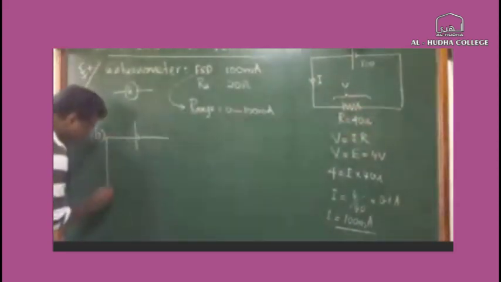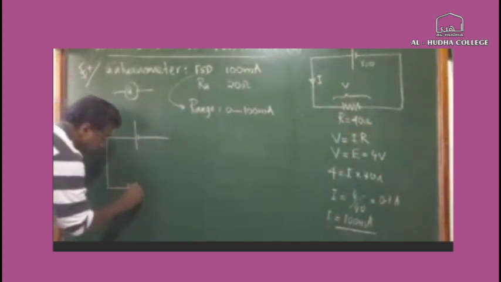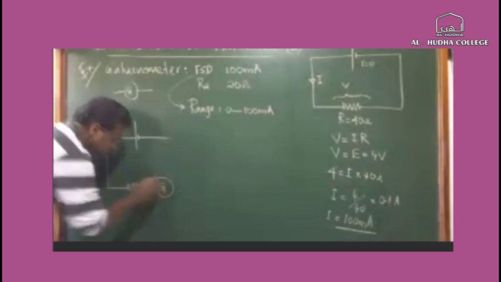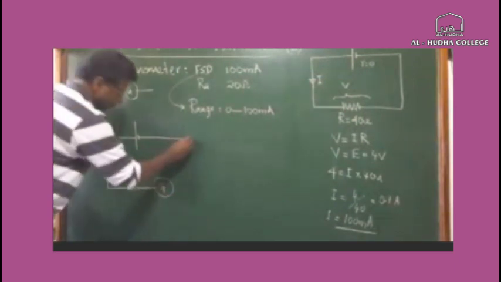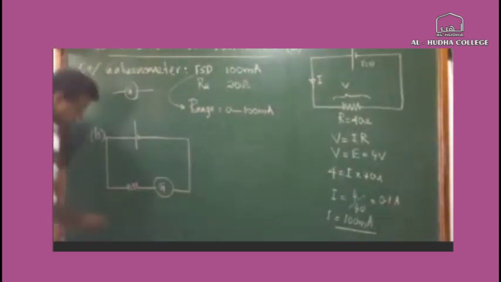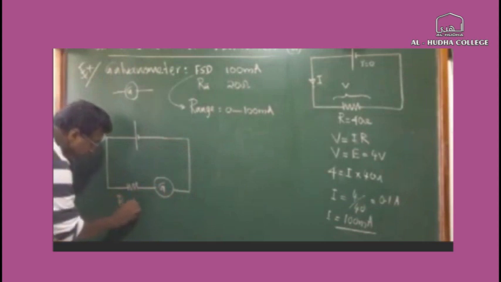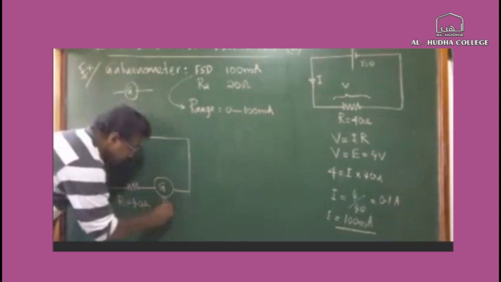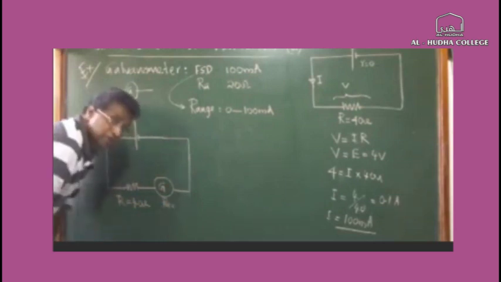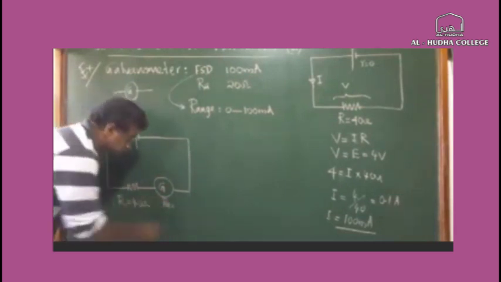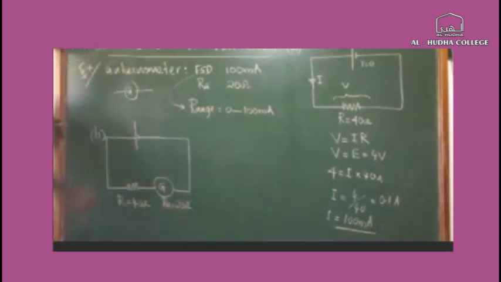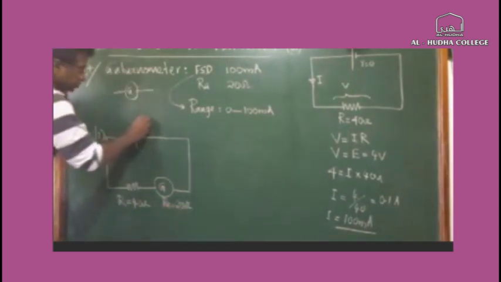So when you draw the circuit, always draw the galvanometer in series with the load. The load resistor is 40 ohm, already given. The galvanometer has an internal resistance, right? We can't forget this, that is not 0, that is 20 ohm. Now, this is 4 volts.